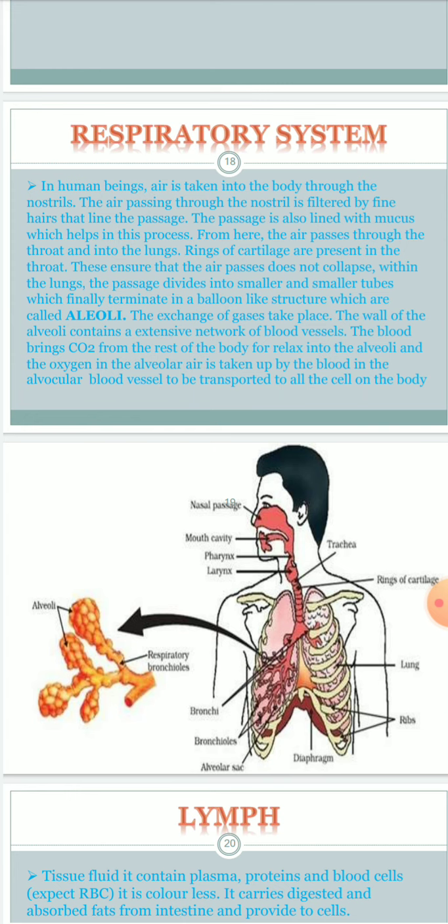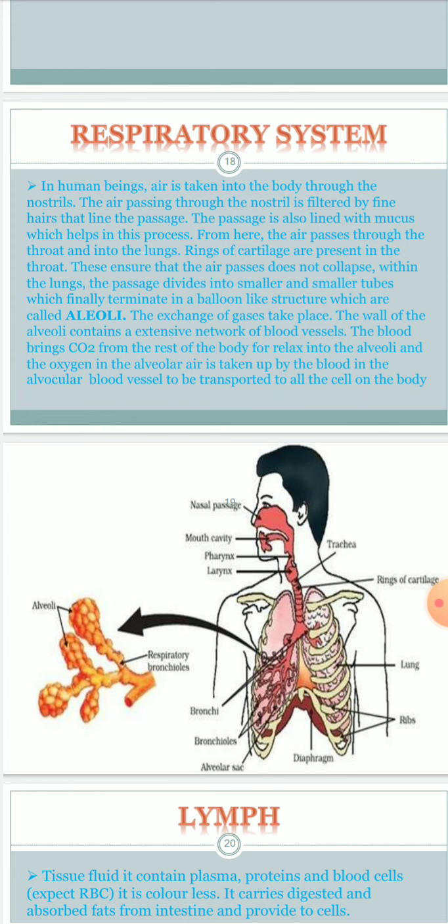And from there the air passes through the throat and into the lungs. Rings of cartilage are present in the throat. What they do is, those cartilage rings don't allow the air passage to collapse. It lets the air pass to a structure known as alveoli.